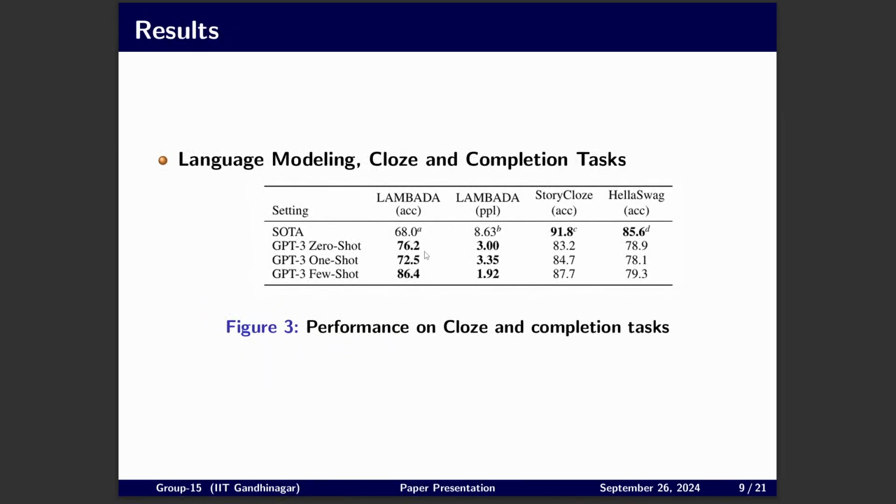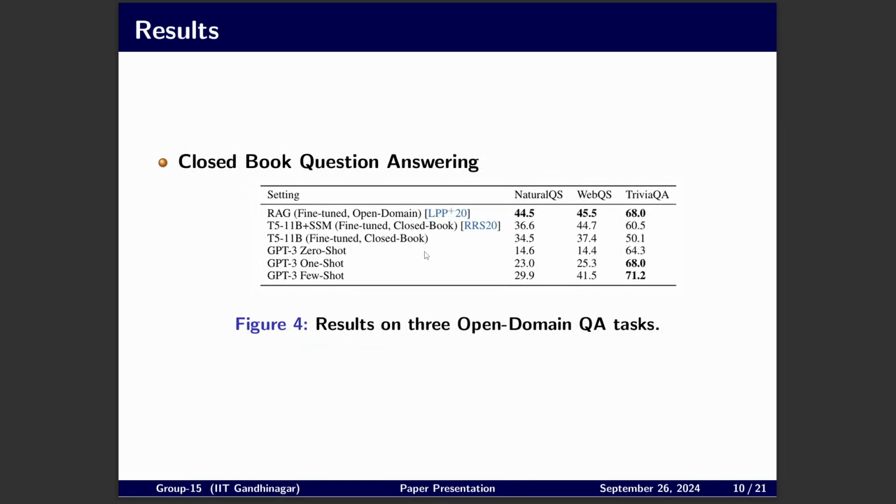For results, the first benchmark that they used is language modeling, cloze, and completion tasks. Essentially, the dataset contains a narrative of 5 sentences or so, and the model is supposed to pick the best ending to the narrative. As we can see, GPT-3, even in its zero shot setting, was able to beat state of the art fine-tuned models for the LAMBADA dataset, but was not able to do so for StoryCloze or HellaSwag.